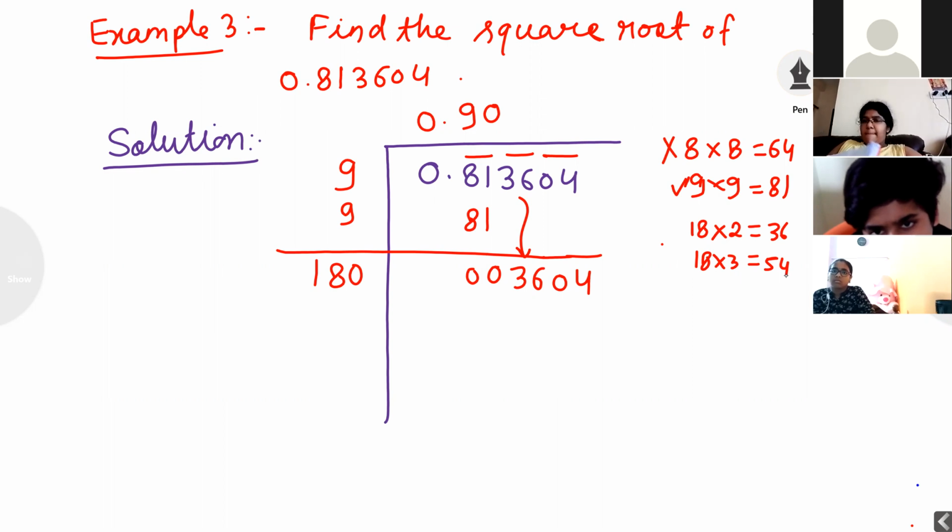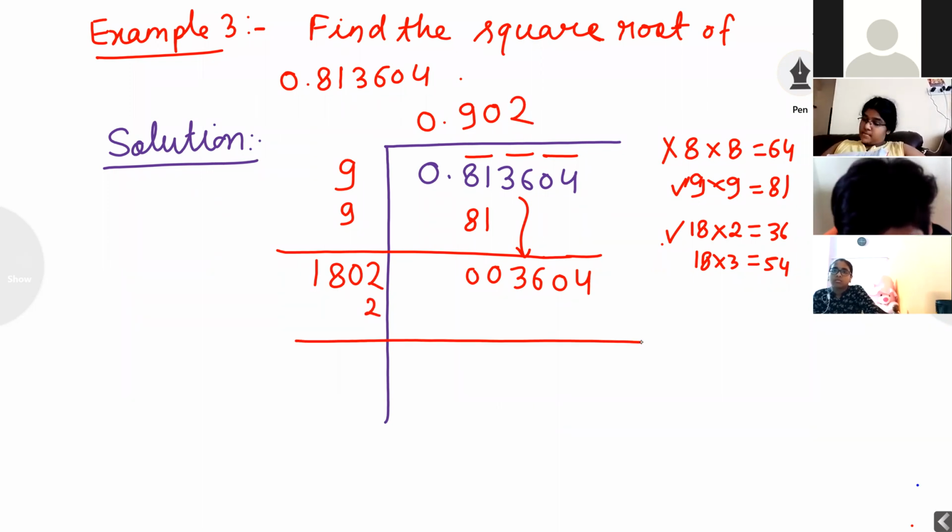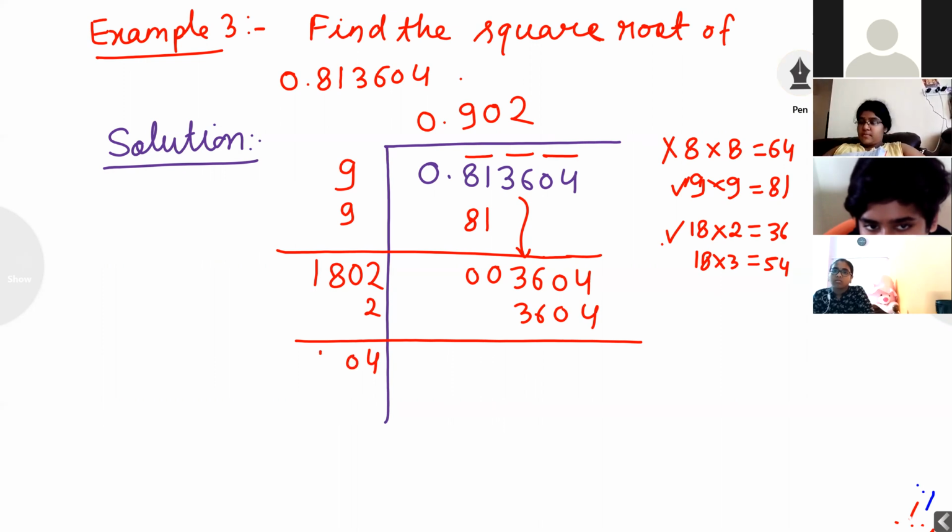Which value I want to take? 2 times. Means I will write 2 here, 2 up and 2 down. 2 2s are 4, 0, 36. 4, 0, 1, 8. 0, 0, 0, 0.